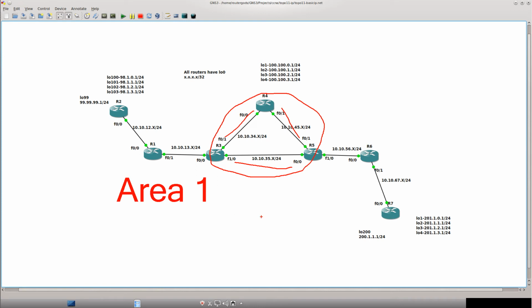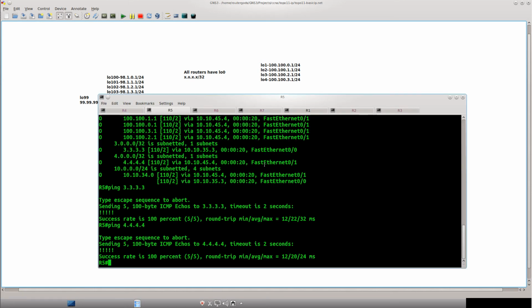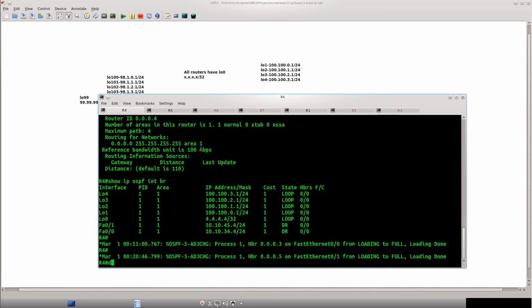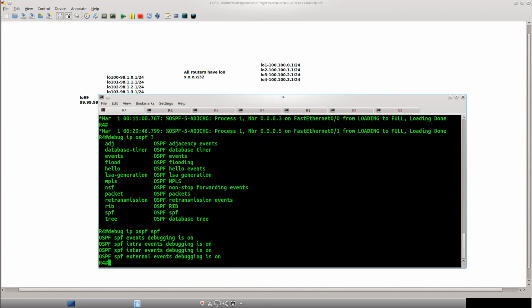So let's run a debug. Let's go to R4. The debug we're going to run is debug IP OSPF SPF. SPF stands for shortest path first. That's the algorithm that OSPF uses to find everyone else. And nothing's going to happen because your network is stable.